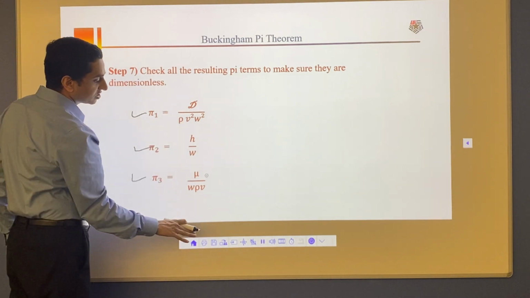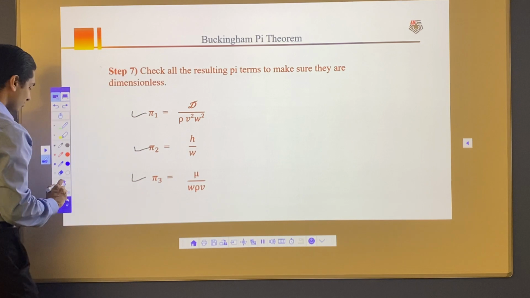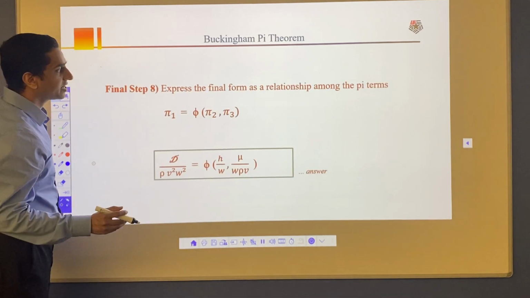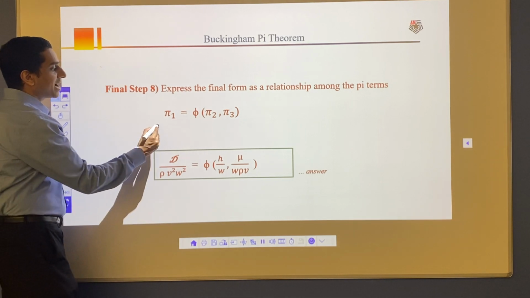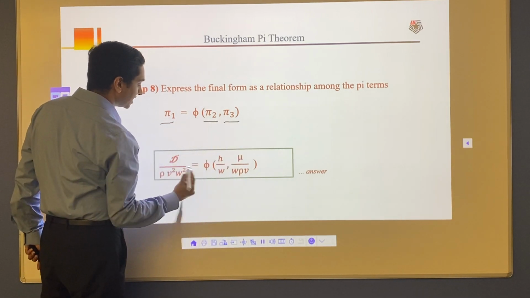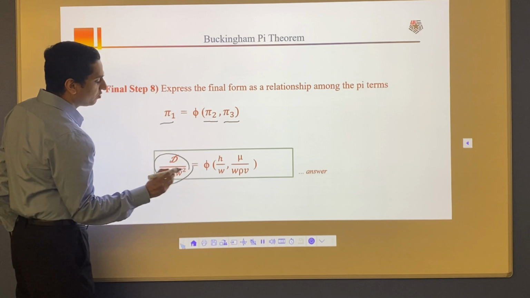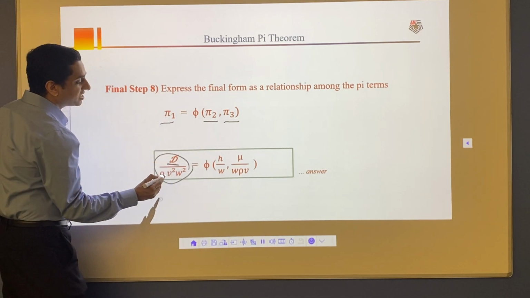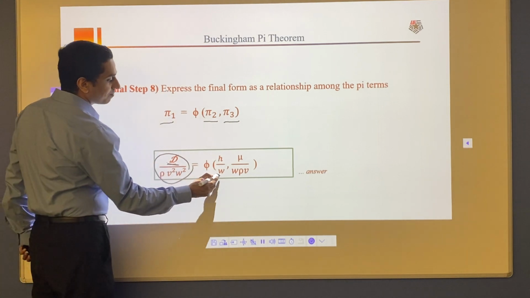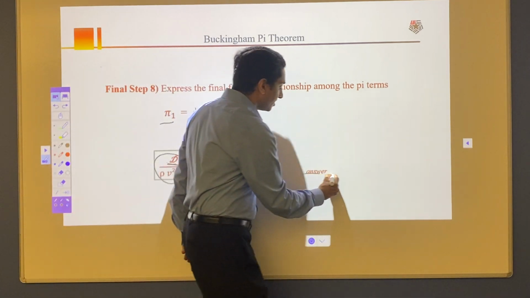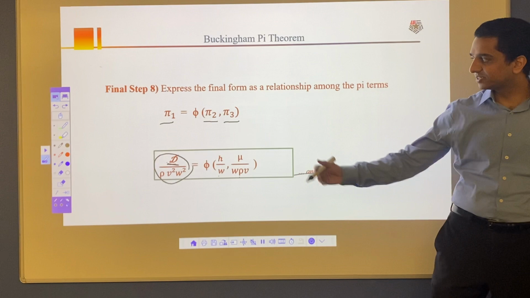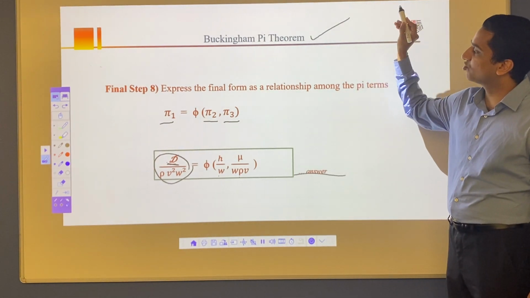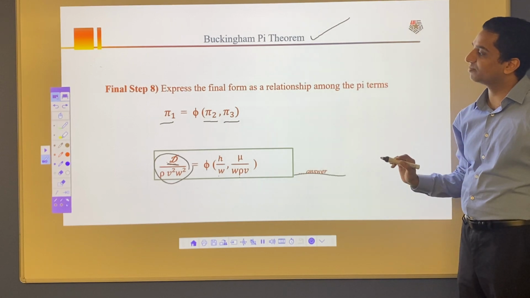But if they cancel each other out, if it is dimensionless, you can move on to step 8, and then you can write down your final relationship in this form. Pi 1 is a function of pi 2 and pi 3, and that's pretty much it. Pi 1 will always have your dependent variable. So pi 1 is a function of pi 2 and pi 3, and that is your answer. And that's how you use this Buckingham pi theorem. You follow the 8 steps and you should be able to do that.